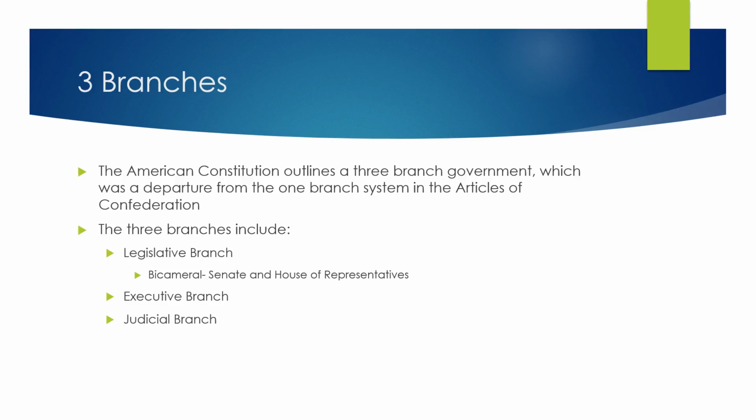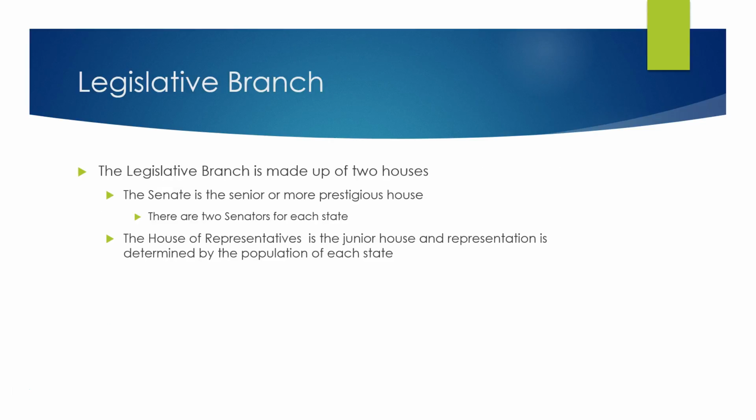So the three branches that are created within the Constitution are the legislative branch, which is bicameral, in which we have a Senate and House of Representatives. We have an executive branch, and we have a judicial branch. The legislative branch is made up of two houses, so like we said, it's bicameral.